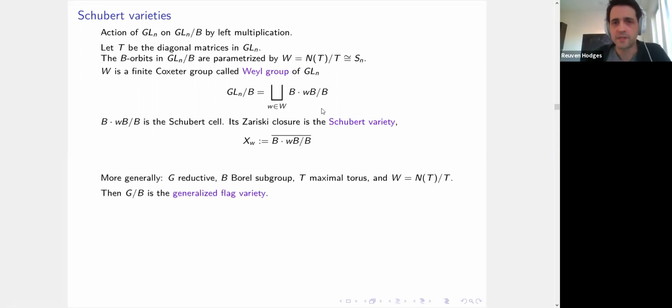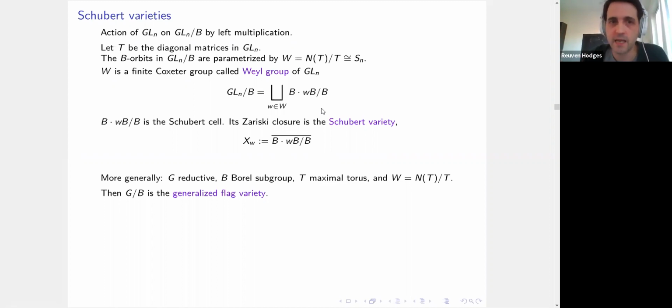And this construction that I've just given you is much more general. In fact, you can take GLN and replace it by any reductive group. You can take the upper triangular matrices and replace those by a Borel subgroup, and the diagonal matrices and replace them with a torus, and then you still have this W that you define as the normalizer of T mod T. And everything that I've just done works out exactly the same.